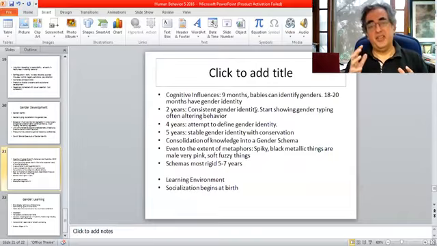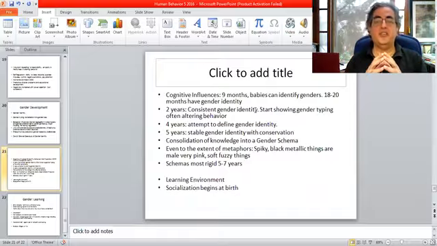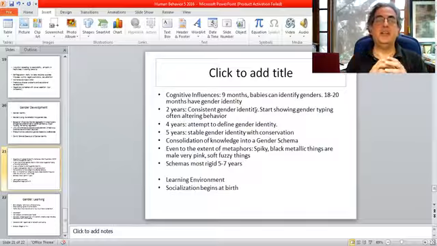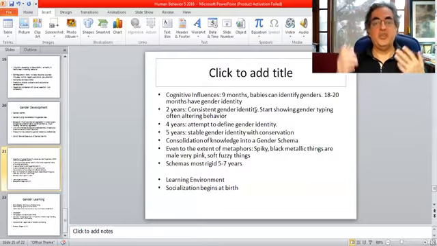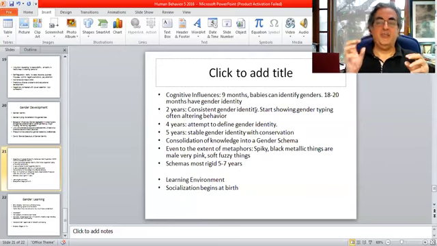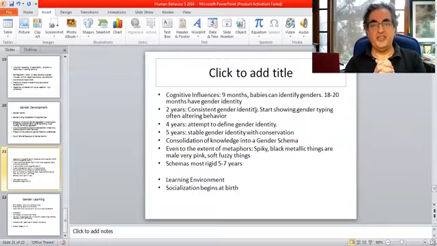And this is extended even in the case of metaphors, right? So in languages that mark features as male versus female, kids this age will start doing it consistently. So pink soft fuzzy things are female, spiky black metallic things are male. So they are in a sense metaphorizing their gender schema.